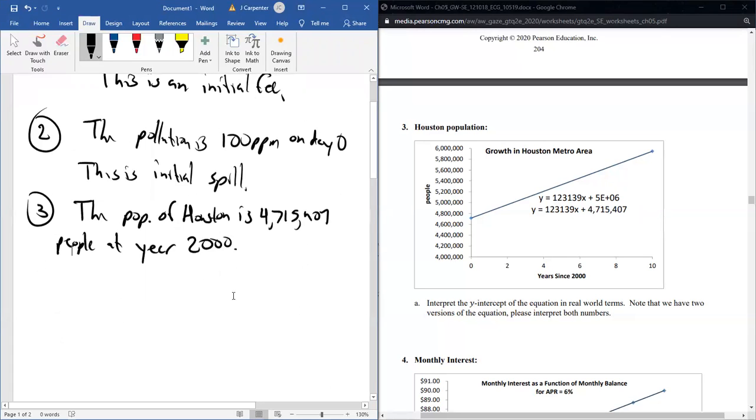So you have to be careful when you're dealing with models with years since 2000. If this was not a model that had years since 2000, if it just said years, I can tell you there's going to be problems with this if you trace it back to year 0.